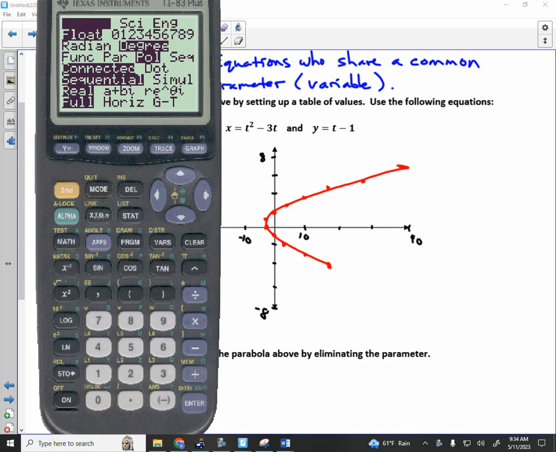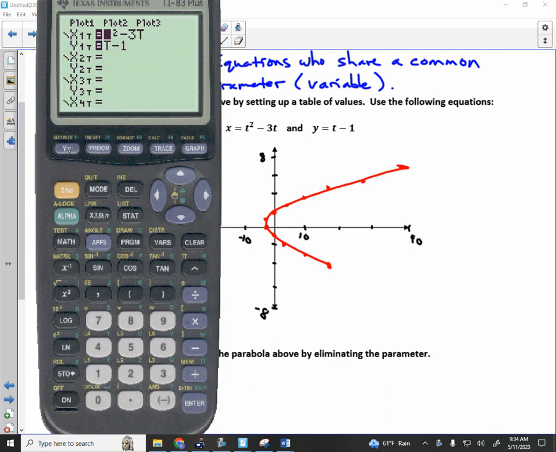Go into mode. And instead of function or polar, go to parametric. Instead of degrees, select radians. And go into your y equals. It's stored in there from last year at this time. I'll clear it out. And so you can see x sub 1 of t. We're going to write t squared minus 3t. And we're going to write t minus 1 for the next one. Everybody okay with what I got?